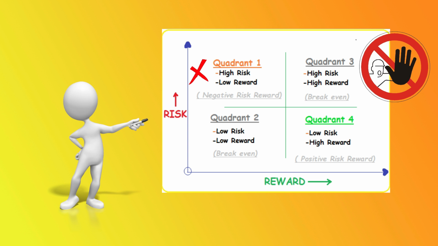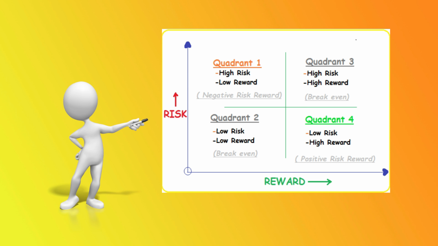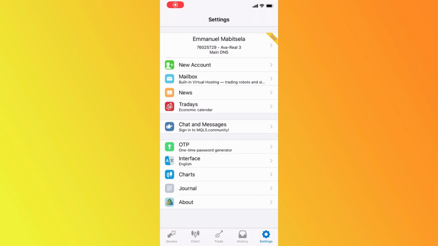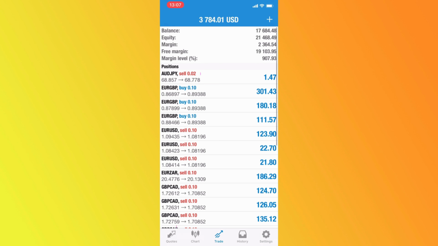However, in this video we're going to show you how to effectively maximize profits with low risk, which is the 4th quadrant. So yeah guys, as you see, it's a real account. We are sticking to small lot size and proper risk management to minimize risk.